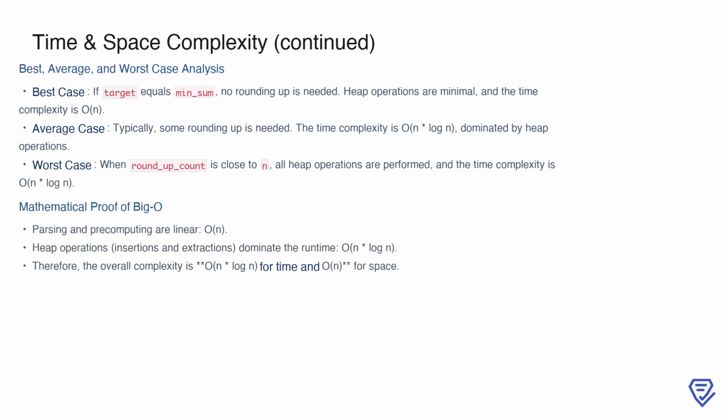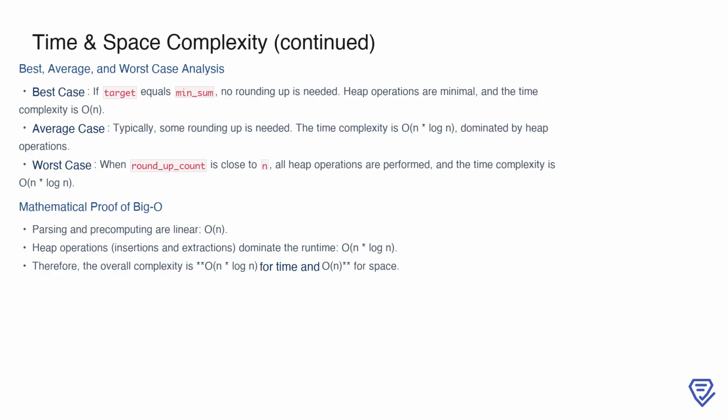In the average case, some rounding up is typically required, making the time complexity O(n log n), as heap operations dominate the runtime. In the worst case, when round_up_count is close to n, all elements require rounding up, and the time complexity remains O(n log n).